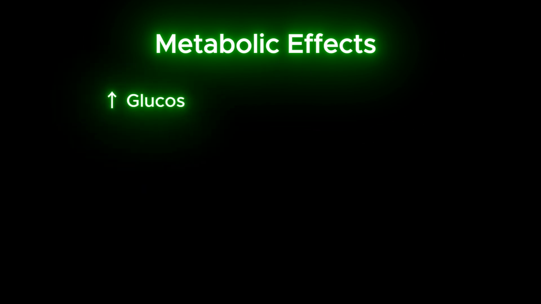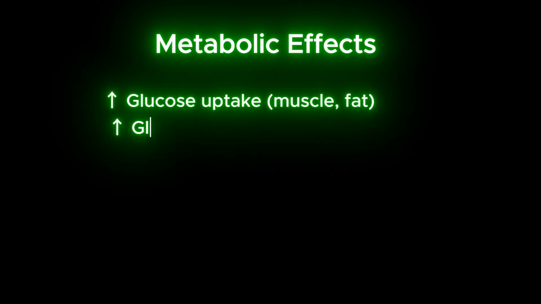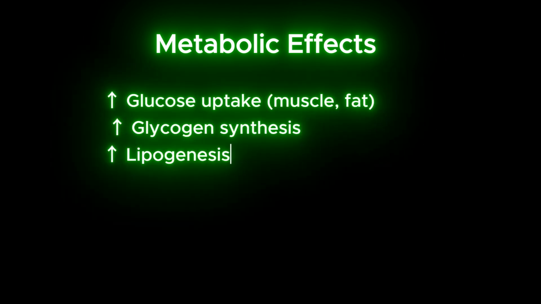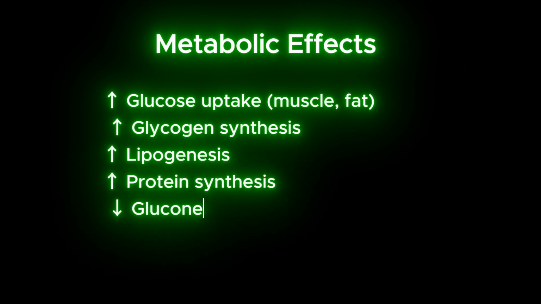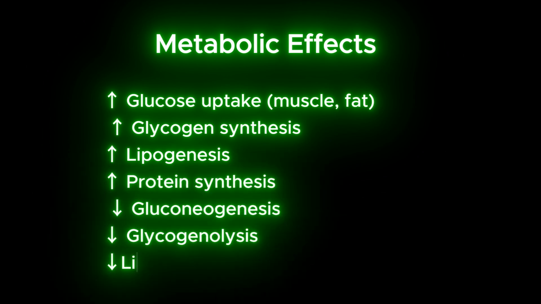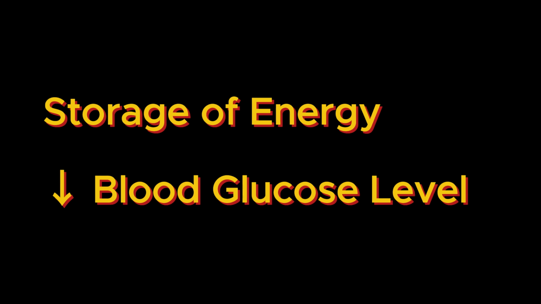In addition to this mechanism, insulin produces multiple metabolic effects. It enhances protein synthesis, increases glycogen synthesis in liver and muscles, promotes fat storage, and inhibits gluconeogenesis and glycogenolysis. Overall, insulin promotes storage of energy and reduces blood glucose level.